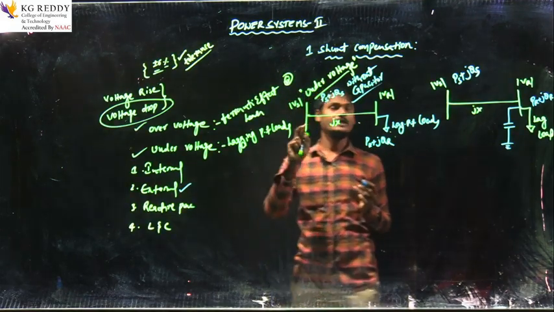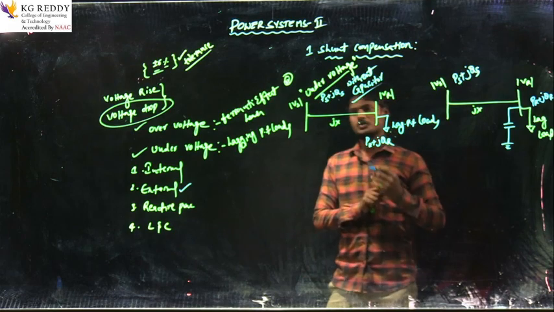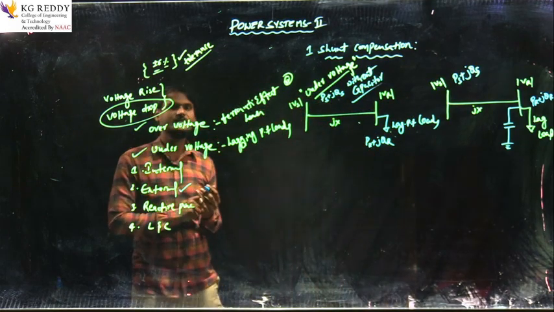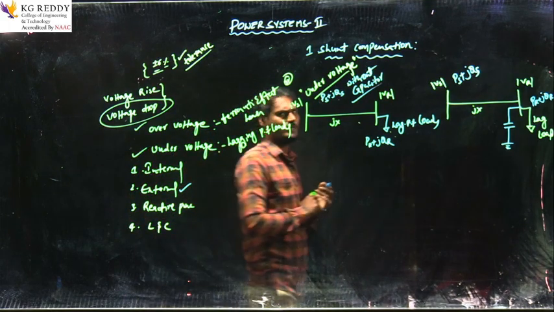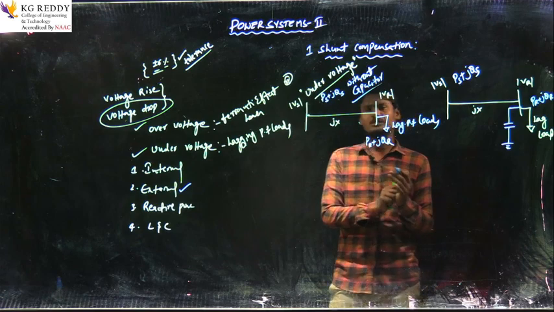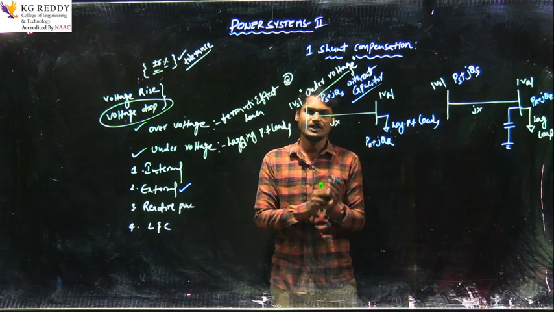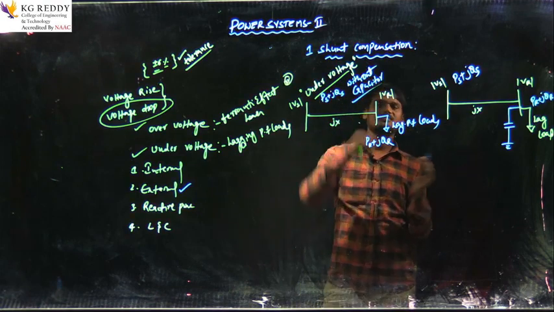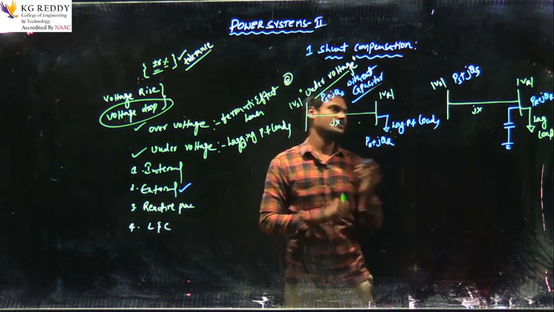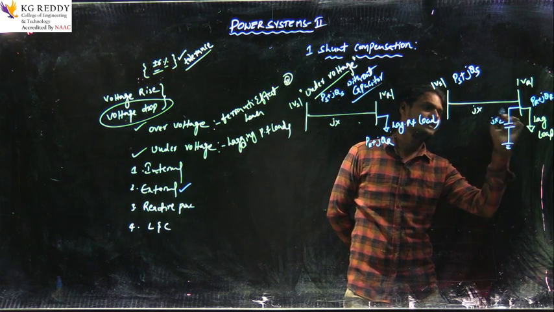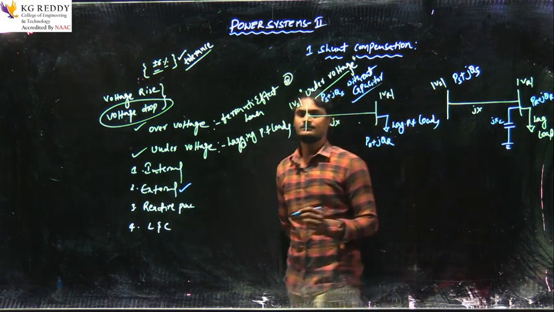Our main aim of the power system is to provide continuous power supply to the consumers without any interruption. That is our main aim, and we need to deliver constant power. The voltage should not fluctuate by itself. We need to maintain it constant. So one of the best methods is the shunt compensation technique. So I need to keep one capacitor here, which has jXC.